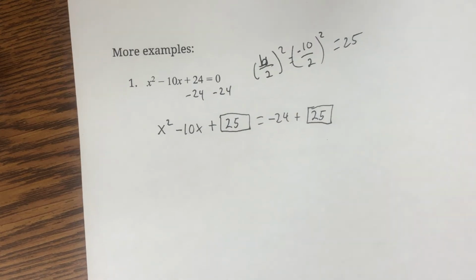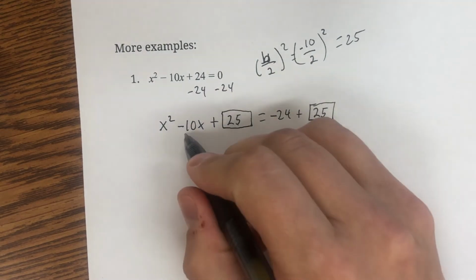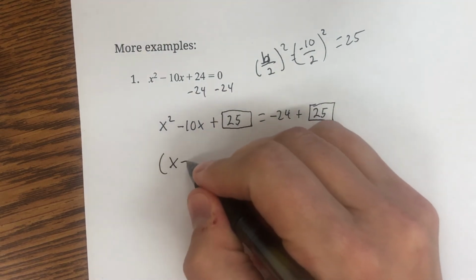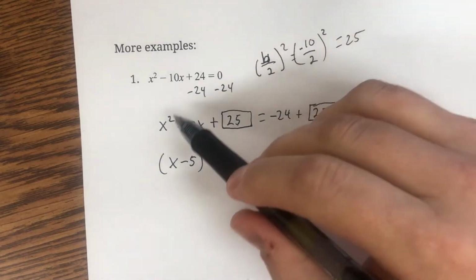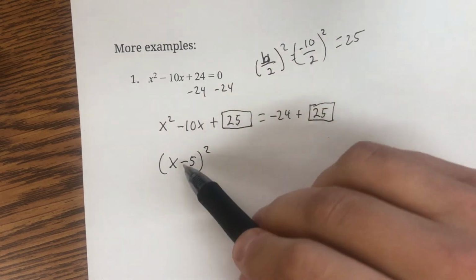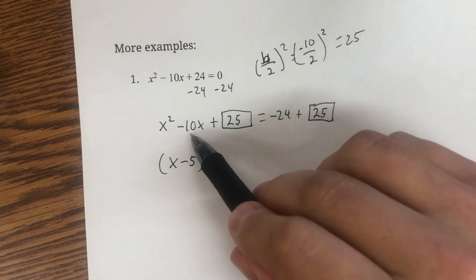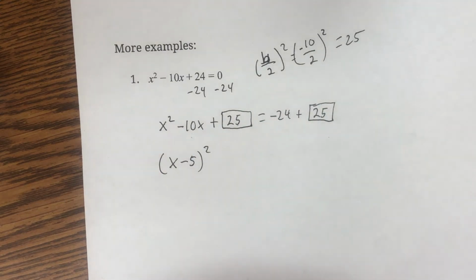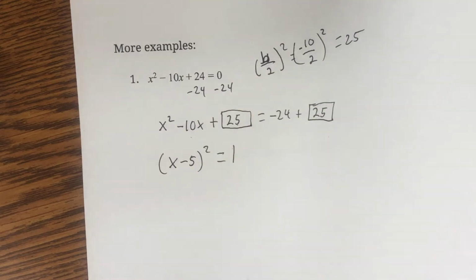Now, I've created, again, that perfect square trinomial. So now we got to factor it. Square root of 25 is 5. Middle term's negative. So it's x minus 5 squared. Okay, perfect square trinomial. Take the square root, take the square root. Check it. X times negative 5 is negative 5x. Double it, our middle term. We got it right. Equals negative 24 plus 25, that is 1.